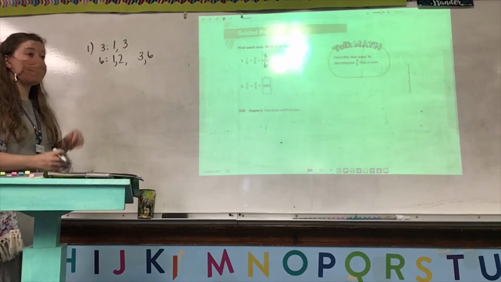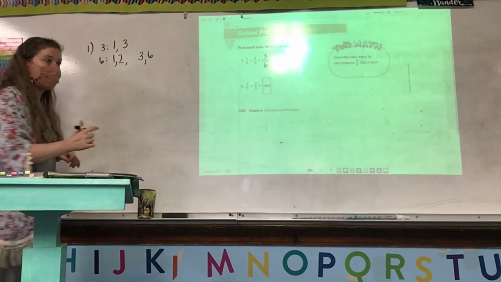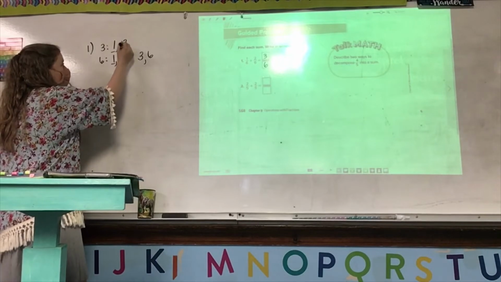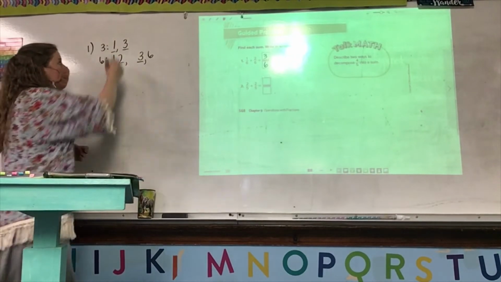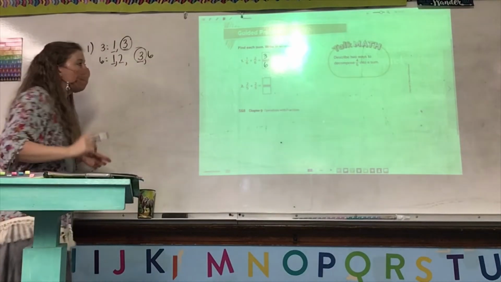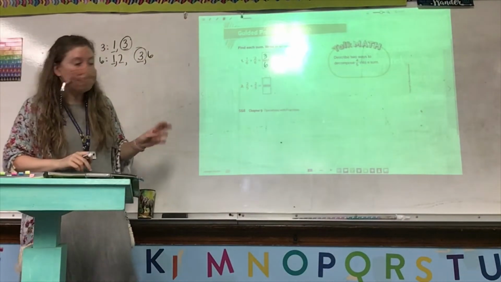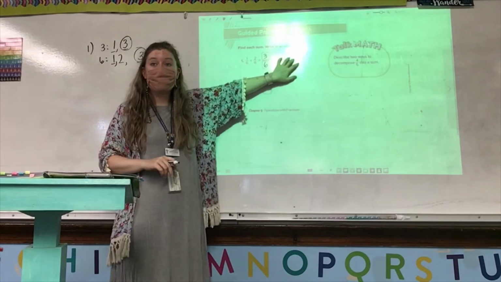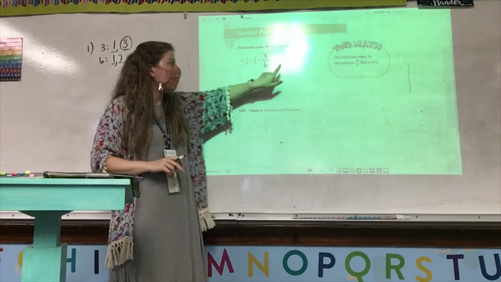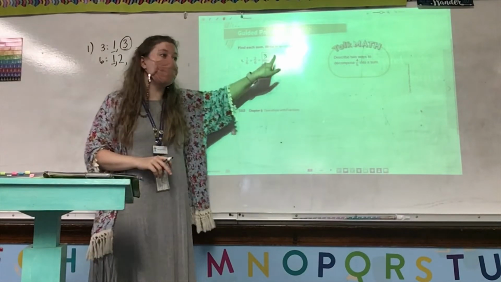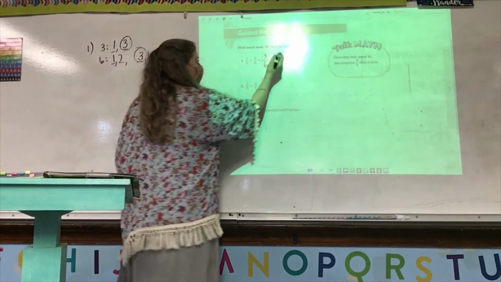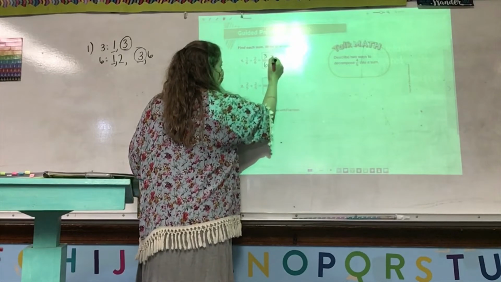So now, what are the common factors? 1 and 3. What's the greatest common factor? 3. So now that we've found the greatest common factor, we're going to go over to our answer because I want to see both. I want to see the original answer, I want to see the answer in simplest form, and how you got there. So we're going to come back to our paper.